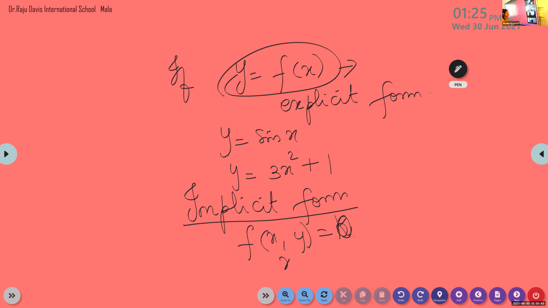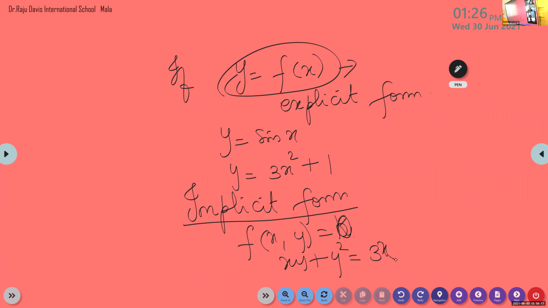For example, xy plus y square is equal to 3x. So, x and y are mixed up. Is it clear? Implicit form means a function of the form f of x comma y is equal to 0, a function in x and y. x and y will be mixed up together. Explicit function means y is equal to f of x. Implicit means x and y will be coming together.